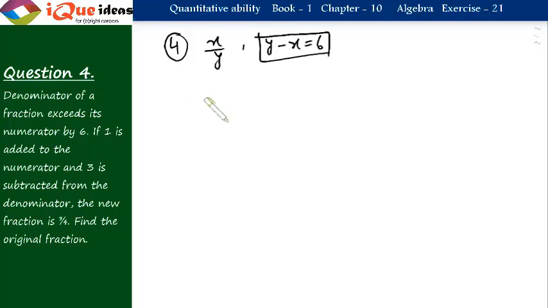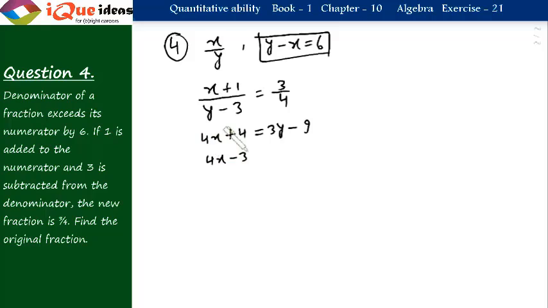This is one equation. Now it says if 1 is added to the numerator and 3 is subtracted from the denominator, the new fraction is 3 by 4. So we have x plus 1 upon y minus 3 is equal to 3 by 4. So this will give us the second equation. Cross multiplication will give us 4x plus 4 equal to 3y minus 9. So we have 4x minus 3y equal to minus 13. All right. So we can write it as 3y minus 4x is equal to plus 13. So these are the two equations that we have.